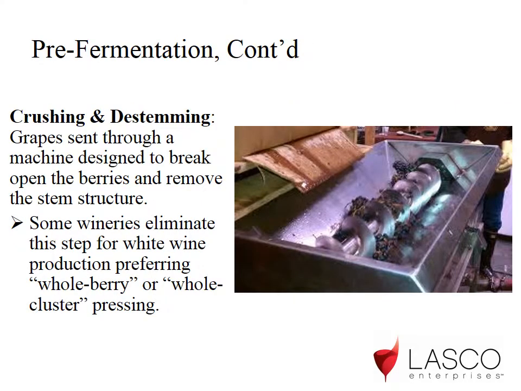From the sorting table, the grapes go through crushing and destemming. The grapes are sent through a machine designed to break open the berries and remove the stem structure from the grape clusters. Once the berries have been broken, they become susceptible to oxidation and fermentation, so some winemakers choose to eliminate this step for white wine production, preferring whole berry or whole cluster pressing.